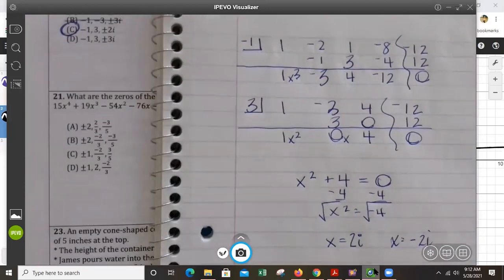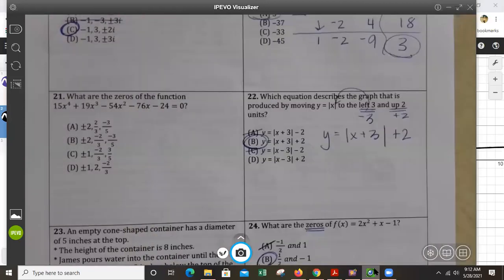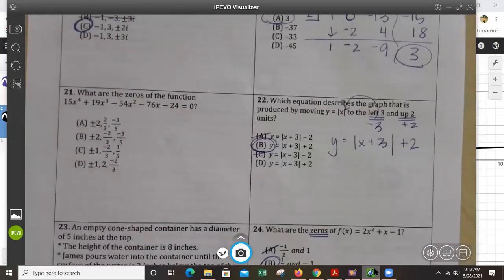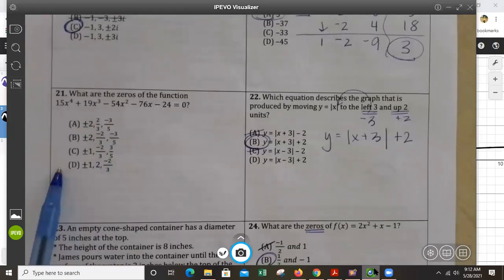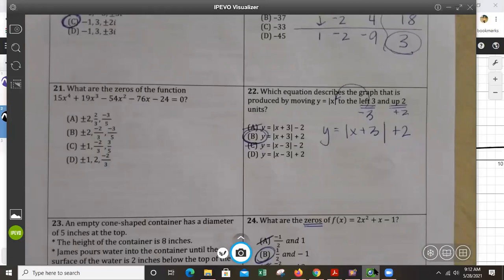So anything with an i, you're going to have to work it out some way. It could be Pythagorean theorem, it could be quadratic formula, or it could just be doing some synthetic division. So now if you look at 21, do I have any i's in here? No. So I can do that one straight on Desmos. So I'm going to go back to Desmos.